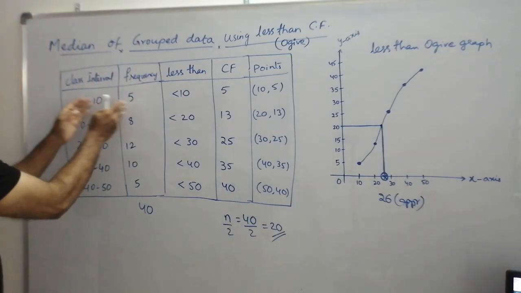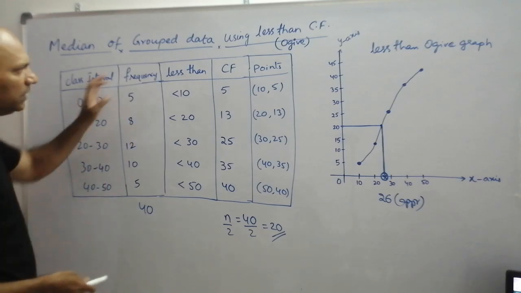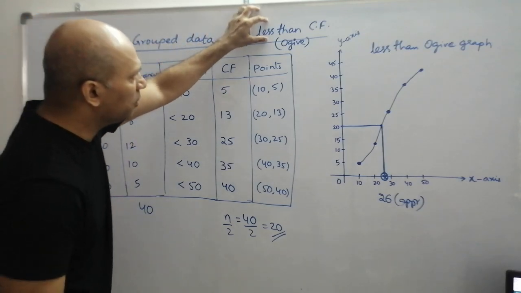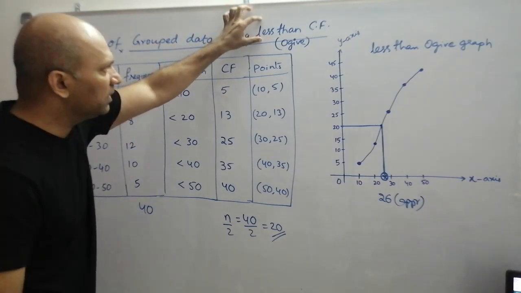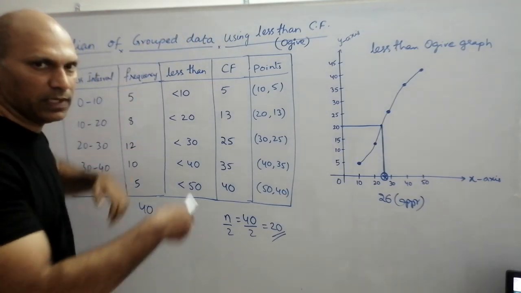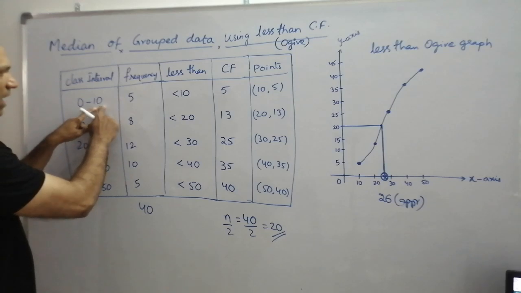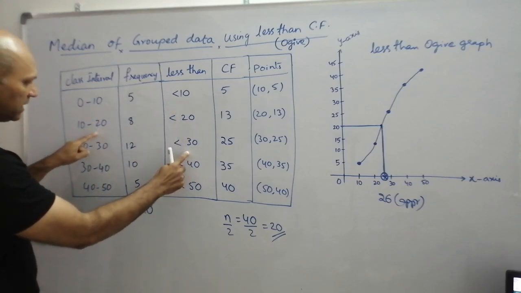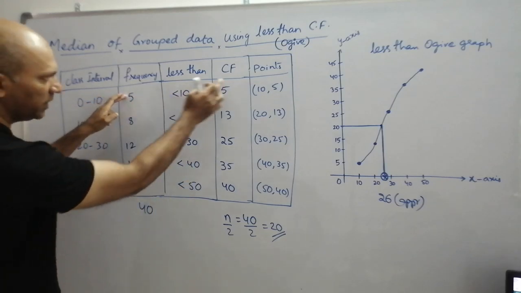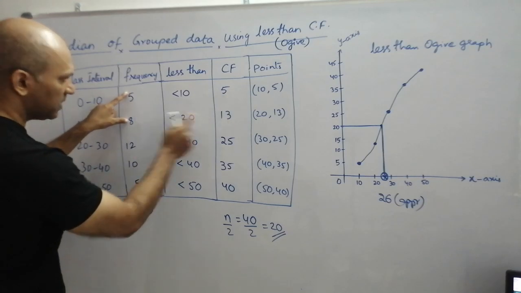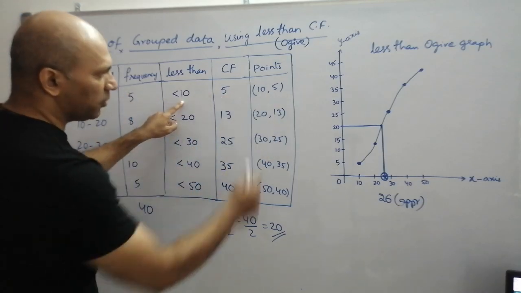What did we do here? These two columns were given. We wrote less than because we are drawing a less than ogive graph. If more than is given, we should write more than here, which we will learn in the next video. Write less than upper limit: less than 10, less than 20, less than 30 and so on, and cumulative frequencies 5, 5 plus 8, 13, and plot these points.